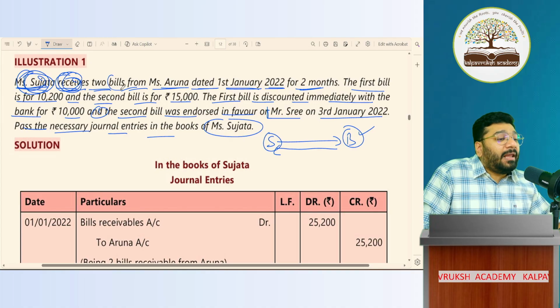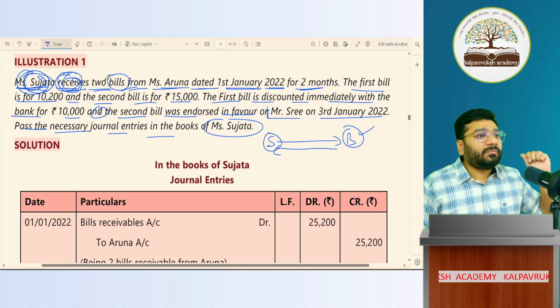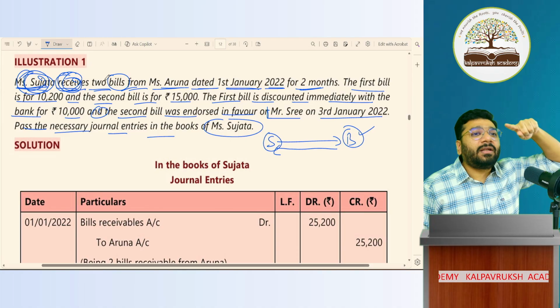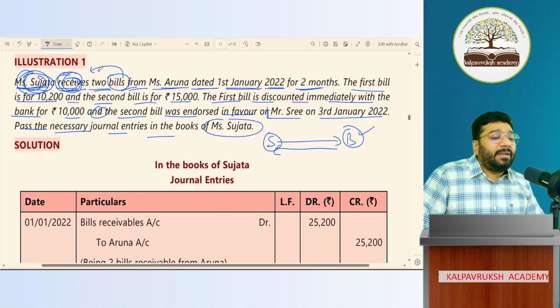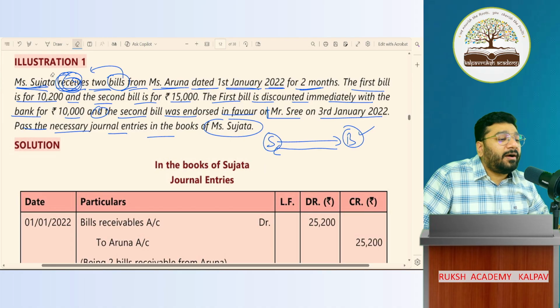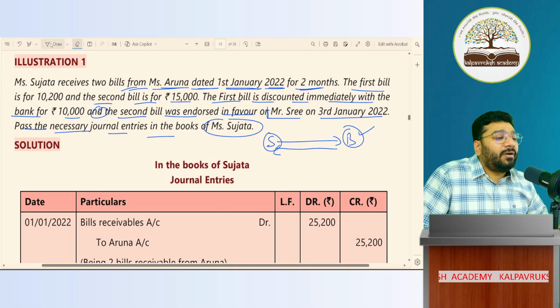Sujata receives the bill, meaning when is a bill a bill? When a bill becomes a legal document, only after acceptance. Got it, not got it? So bill is received means it is after acceptance. But who's receiving? Seller is receiving. So who's Sujata? Seller. Got it, not got it?